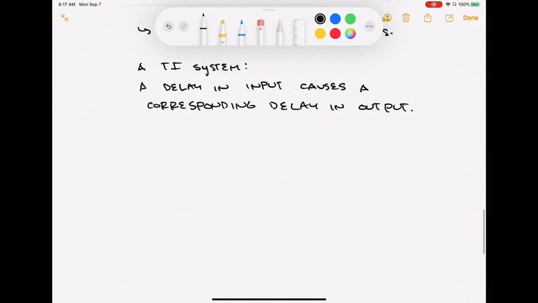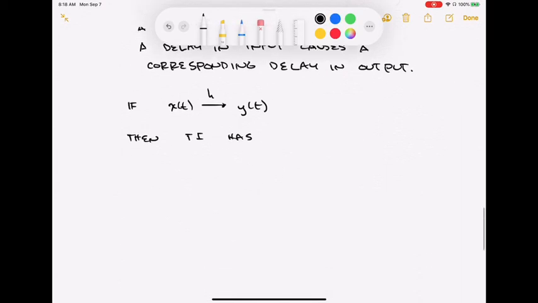We can state this mathematically in the following way. If an input x of t going through my system generates an output y, then a TI system, a time invariant system, has what? It has a delayed input. Just take x of t and delay it by some amount cap T. So x of t minus cap T going through that same system will just generate a corresponding delay in the output. It will just give me that output y of t delayed by the same amount cap T.